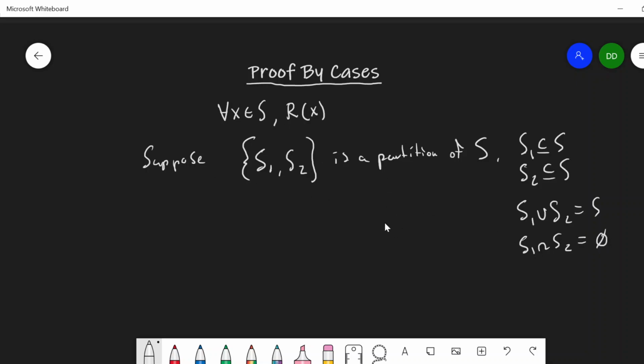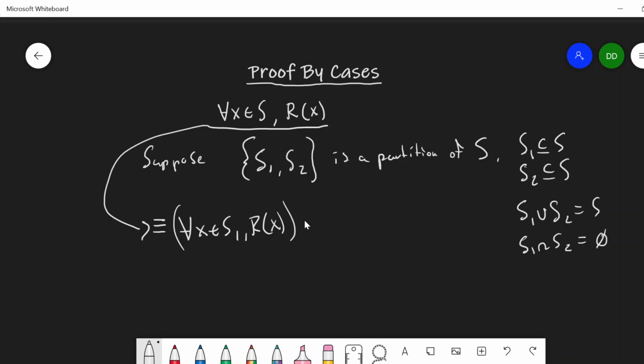So given some partition of S, we can rewrite this. Once we know we have this partition, we can say, equivalently, for all x in S1, R of x, and for all x in S2, R of x. Now these statements are equivalent exactly because this is a partition, because the union of the two sets gives me all of S. What this allows me to do is take one statement, turn it into two statements, prove each of those individually, and then together they prove the original statement.